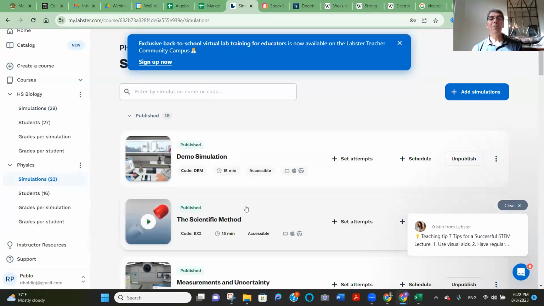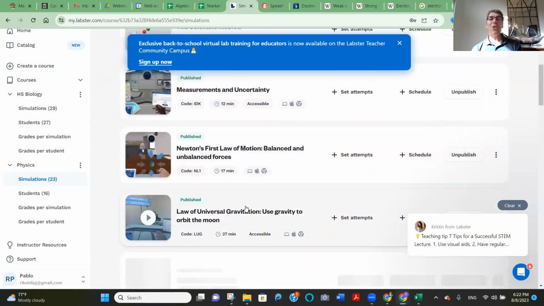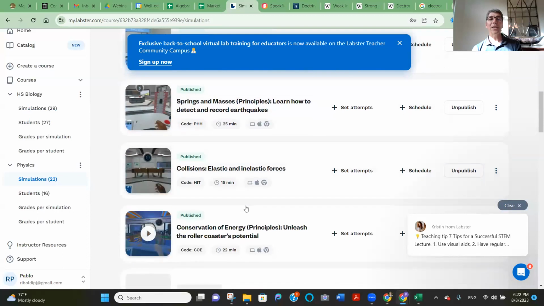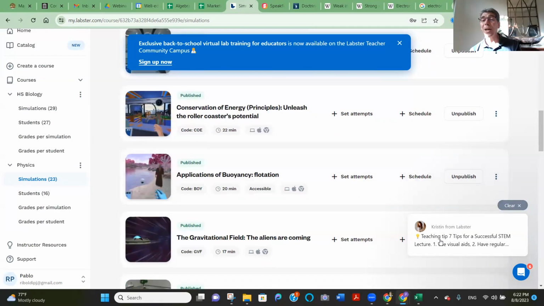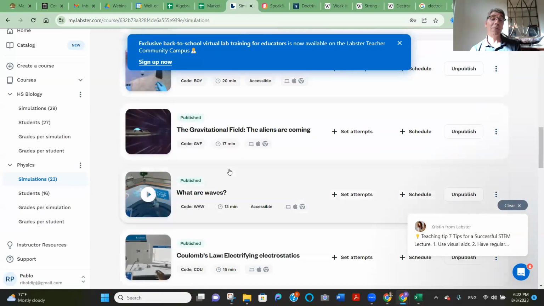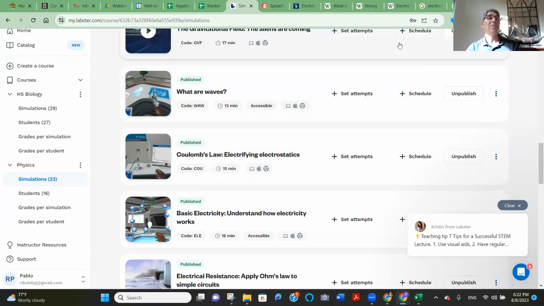So in physics, we are going to do simulations on the scientific method, okay, on different things and so on. These are really fun ways of learning physics, okay, doing some of these simulations.